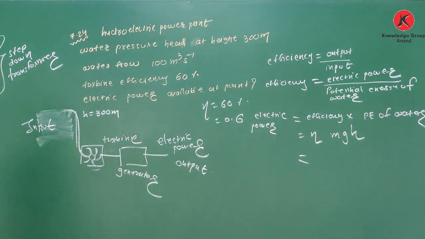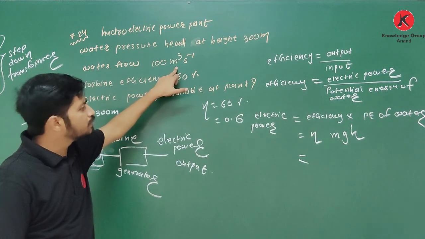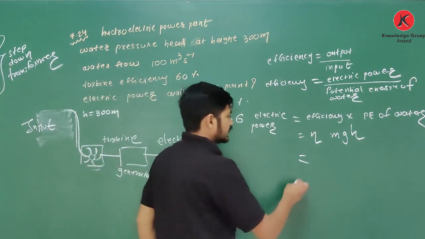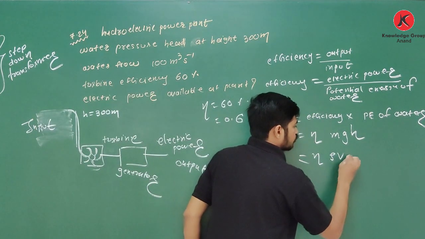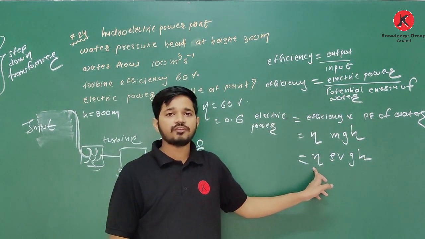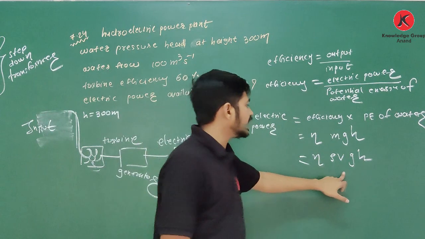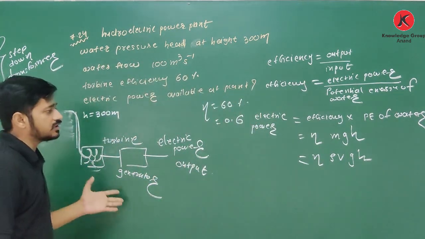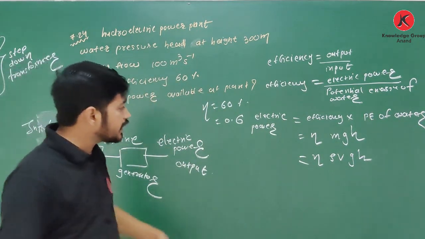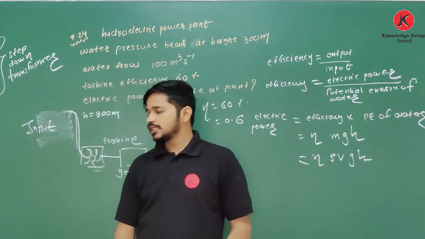But you are given that water flows 100 meter cube per second. Meter cube is the unit of volume. So I can write this as eta rho V gh. Eta is efficiency, rho is the density of water, 1000 kg per meter cube. Volume per second is given, 100 meter cube. G is g, and H is the height, that is 300 meter. So with the help of this equation, you can easily find the electric power. And if you take per unit time, obviously it is power. Clear? So these are some questions that you have to solve.